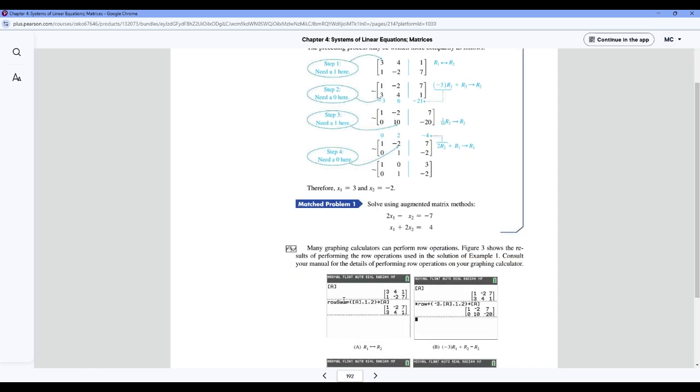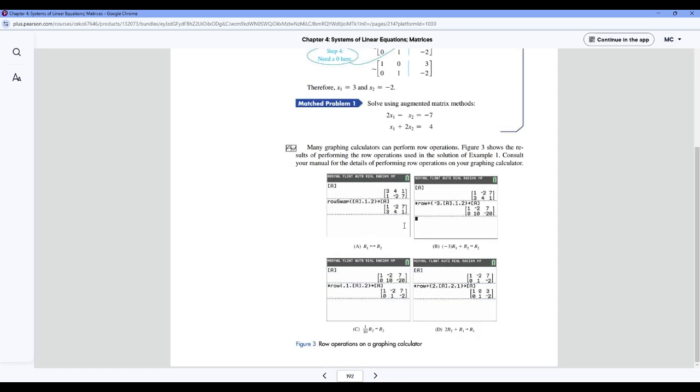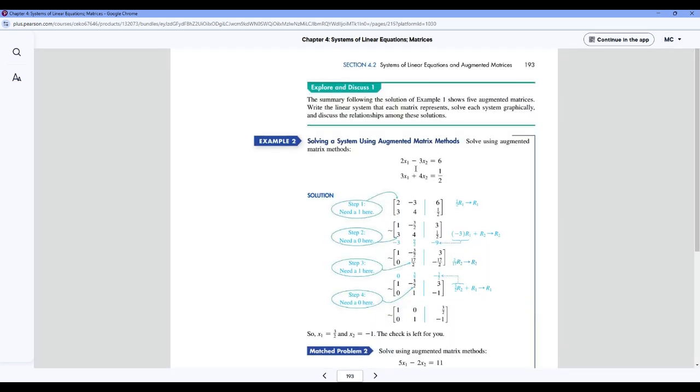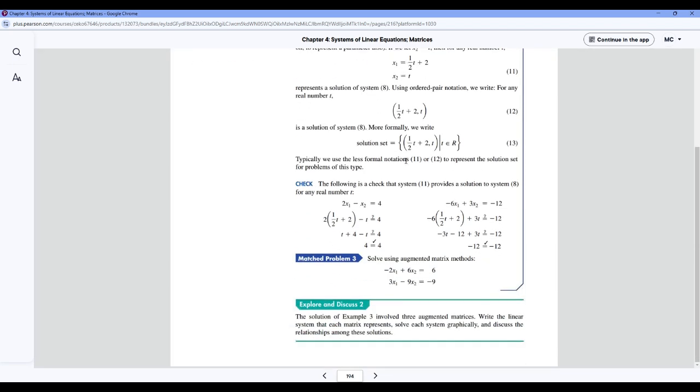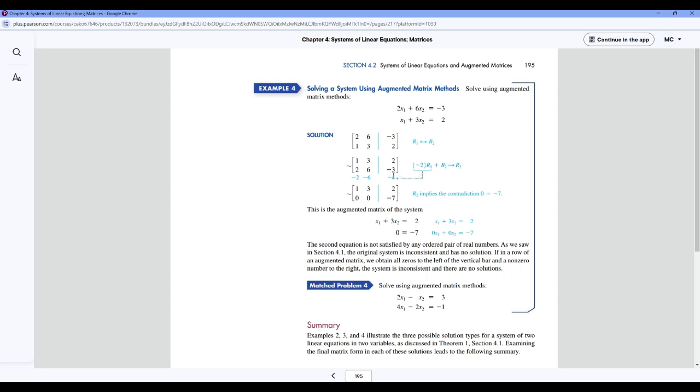And if you're able to do a row echelon, row swap, this is some fancy stuff. This is just solving systems using matrices, all good.